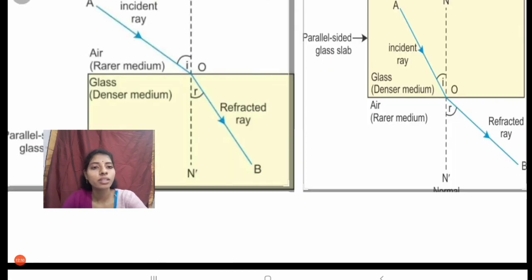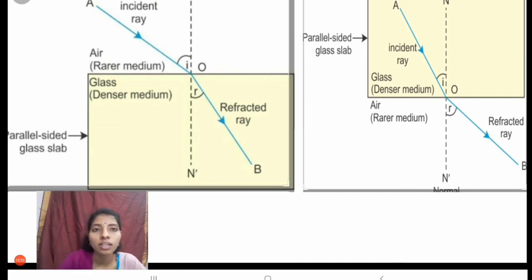So you can see here in this picture the denser medium and rarer medium. In one picture the light ray will be more. Here in this rarer medium, the light is more than in the denser medium, and in this denser medium, the light is more than in the rarer medium.